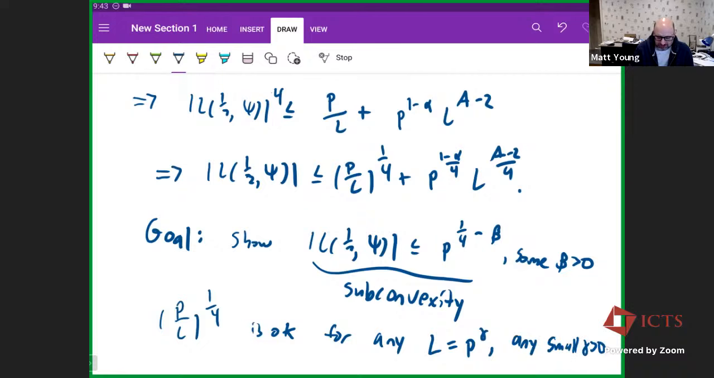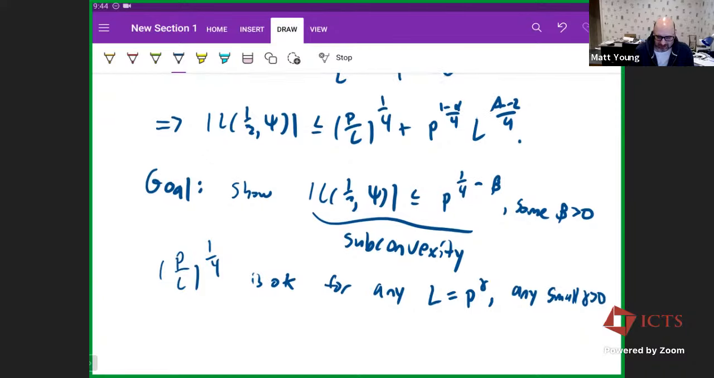So as long as you choose L to have some size, to be some small power of P, we're going to win on the diagonal term. So the amplifier helps us win on the diagonal term. If we didn't have the amplifier there, we would get just P to the 1/4, and that's convexity. So L saves us on the diagonal.